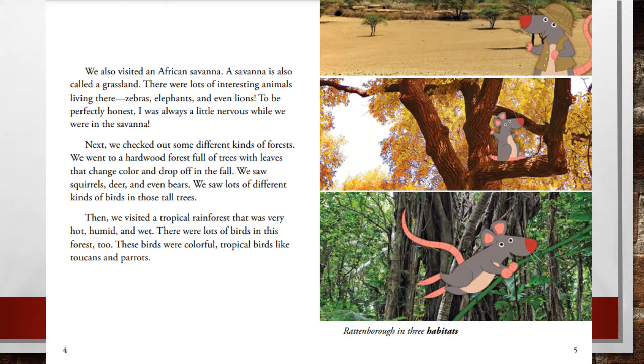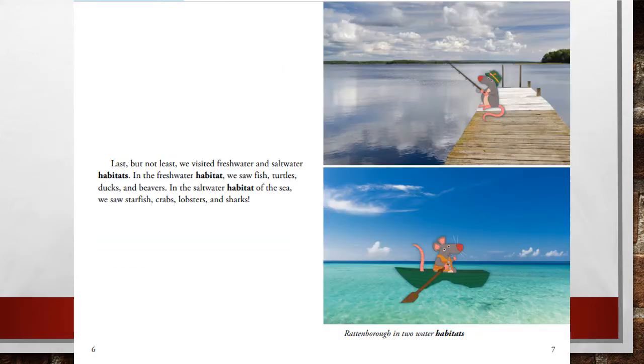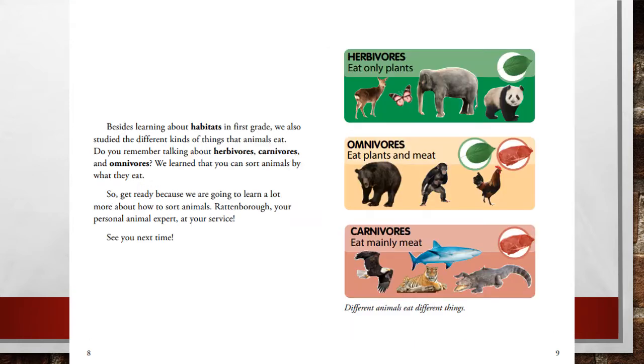Then we visited a tropical rainforest that was very hot, humid, and wet. There were lots of birds in this forest too. These birds were colorful tropical birds like toucans and parrots. Last but not least, we visited freshwater and saltwater habitats. In the freshwater habitat, we saw fish, turtles, ducks, and beavers. In the saltwater habitat of the sea, we saw starfish, crabs, lobsters, and sharks.